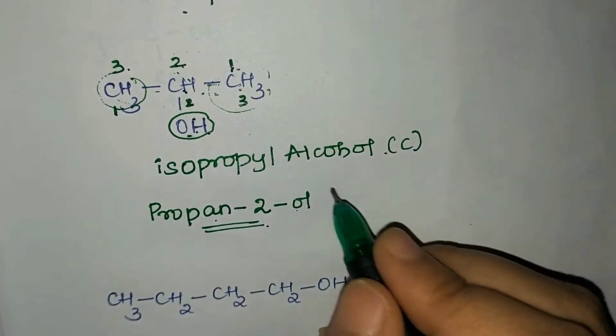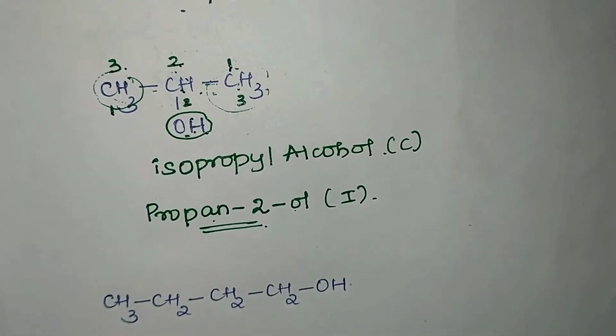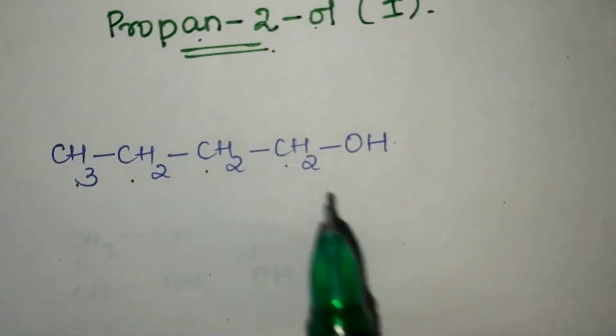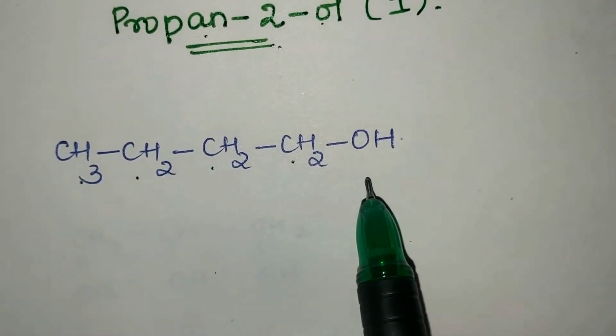This becomes the IUPAC name. Let us go with the next example. So here we'll number the carbon atoms. So totally how many carbon atoms? 4 carbon atoms we have. So commonly it will be called as what?